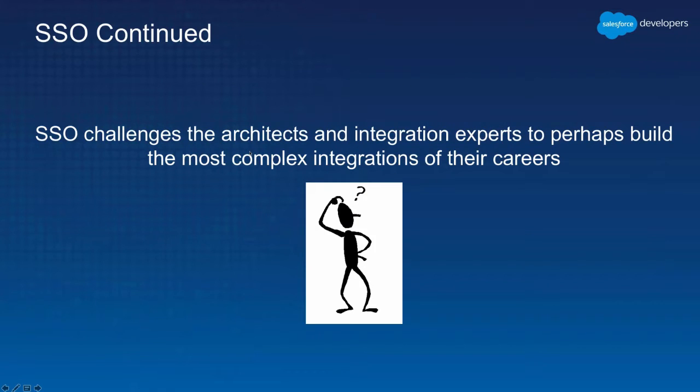Well, before jumping into OAuth, there's this really interesting wording that I found on the internet: SSO challenges the architects and integration experts to perhaps build the most complex integrations of their careers. And that's true because single sign-on is not easy. You have a lot of moving parts. We have to build a lot of authorization servers. We have to build a lot of servers. We have to make sure that all the delegation between the servers and the resources is going fine, and it directly impacts security. So it needs to be validated really well, tested really well. So building a single sign-on mechanism is not easy, and it is a complex task.